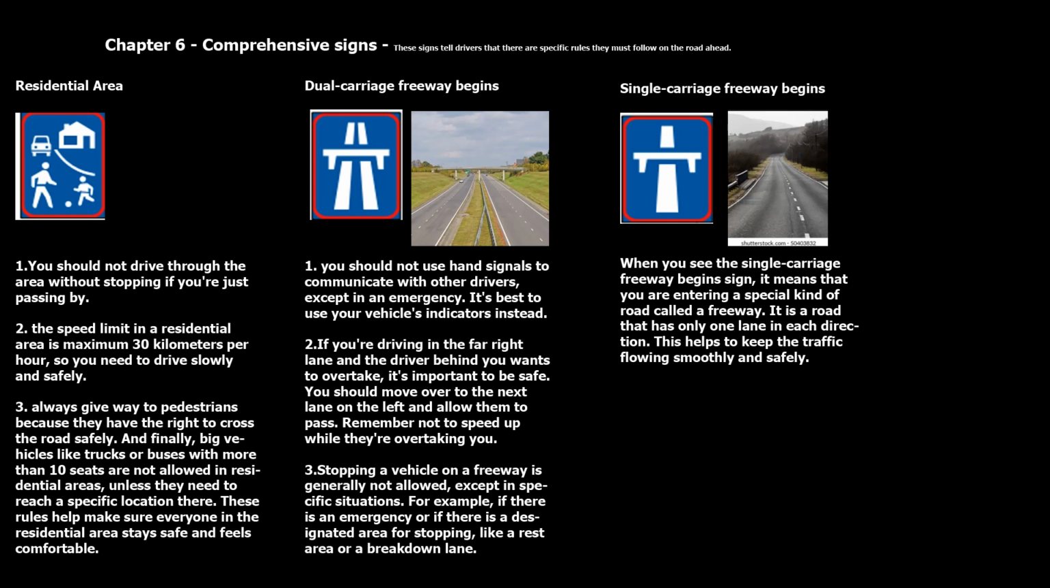So it's the opposite of a dual carriageway. A dual carriageway is basically 2 freeways which are separated. But in this instance, the single carriage freeway is a road that has only one lane in each direction. This helps to keep the traffic flowing smoothly and safely. So, the road has only one lane in each direction.